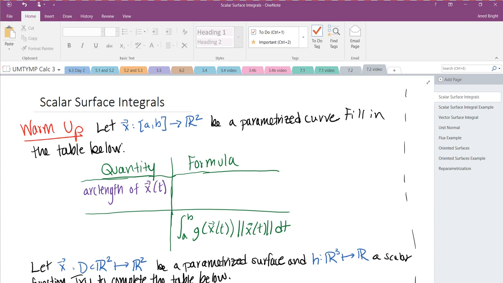So we have a parameterization here for a curve. Fill in the table below. So what's the quantity? What's the formula? Pause the video. Take a shot.